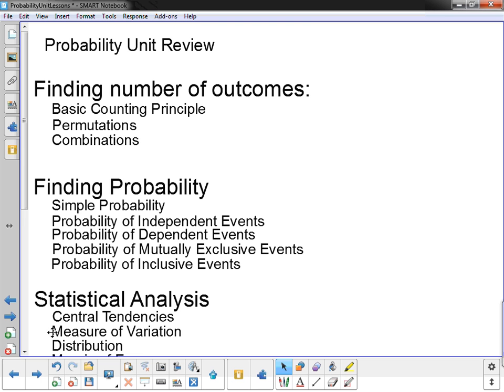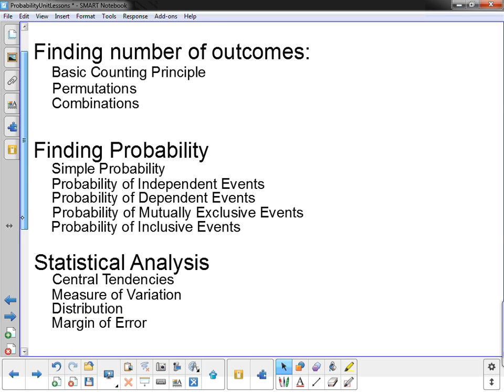There were three main portions of this unit: defining the number of outcomes, the actual finding of probabilities, and our statistical analysis that you should have just finished up. Going all the way back to the number of outcomes, we had the basic counting principle. If there's m ways to do one thing and n ways to do another, all I have to do is take m times n, and I find out how many total outcomes are possible.